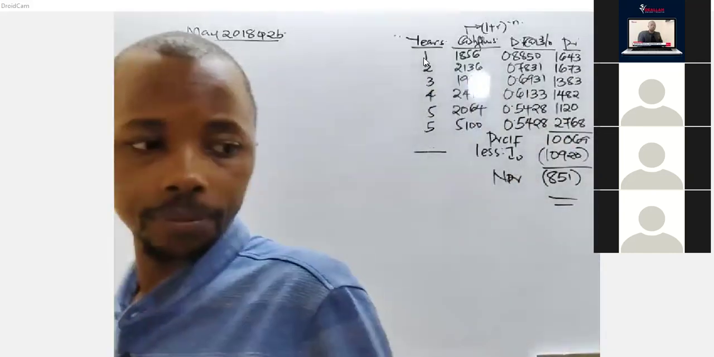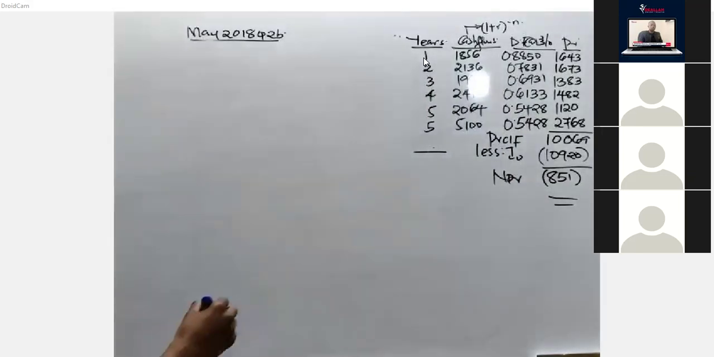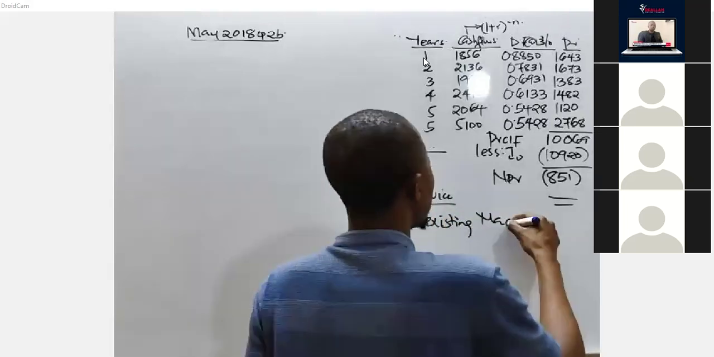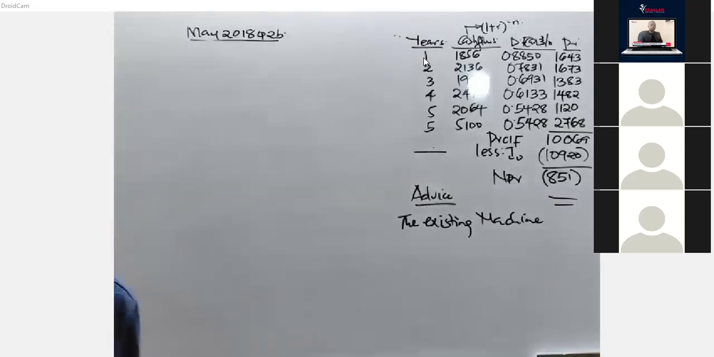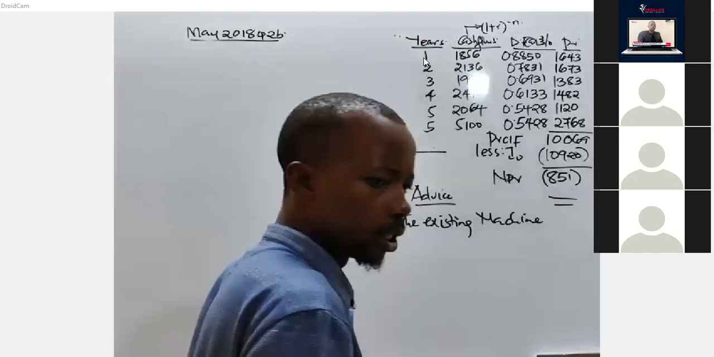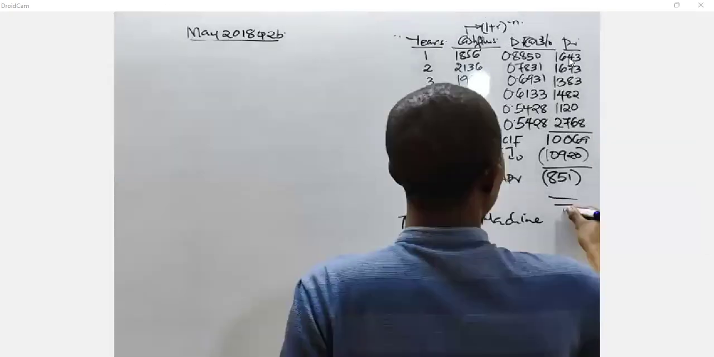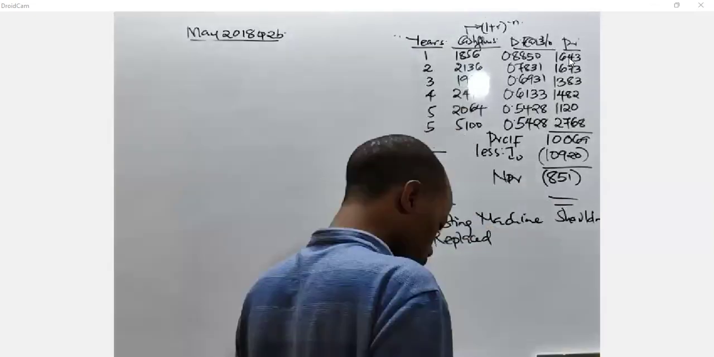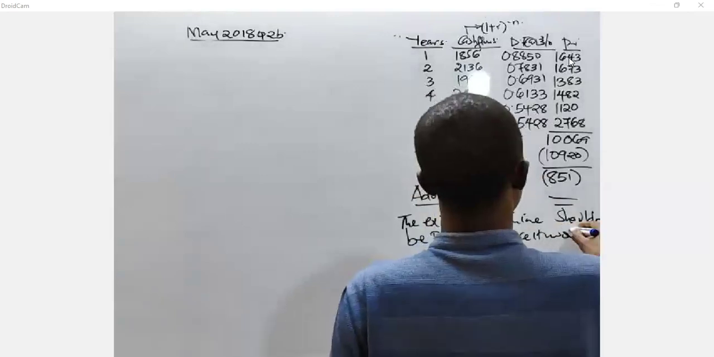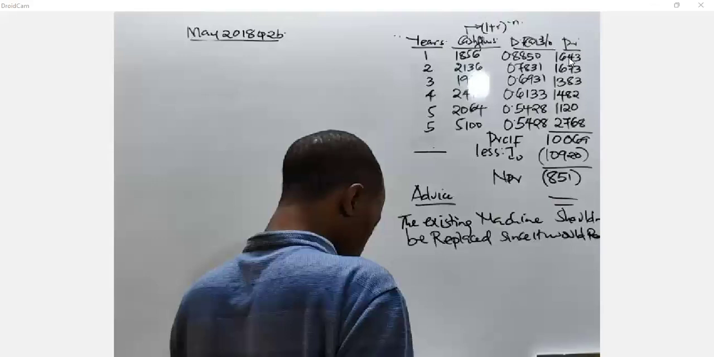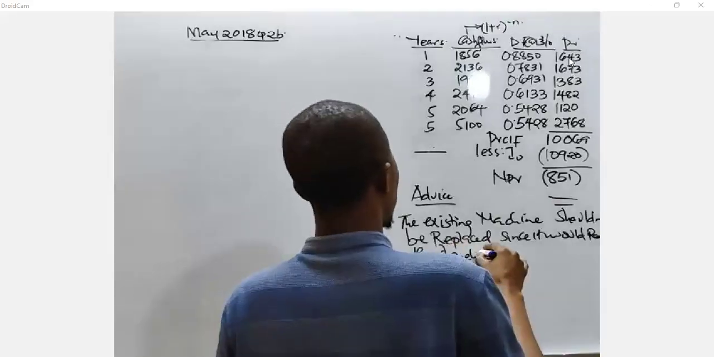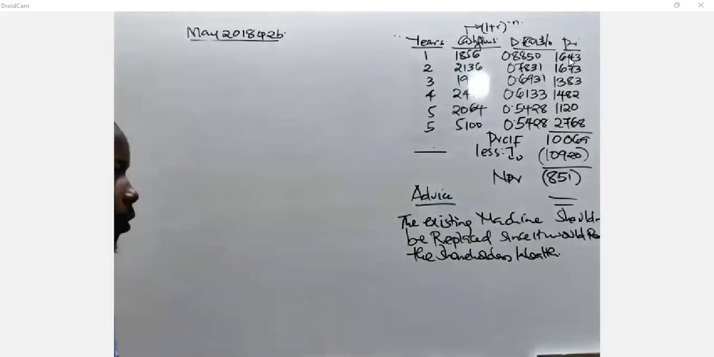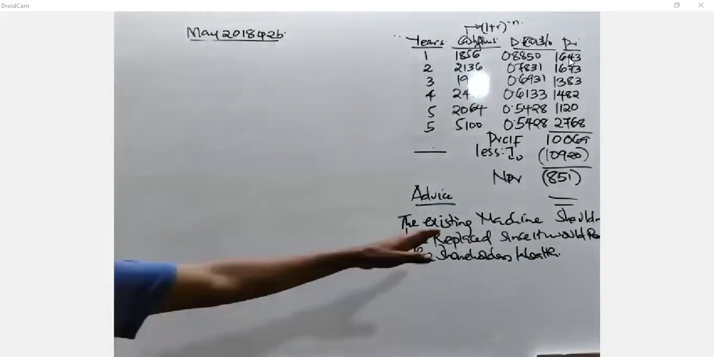So in this case, it is very simple. You can say in your advice: the existing machine should not be replaced, since it will reduce the shareholders' wealth. You can see the NPV is negative, right?